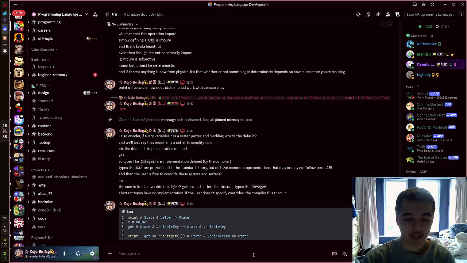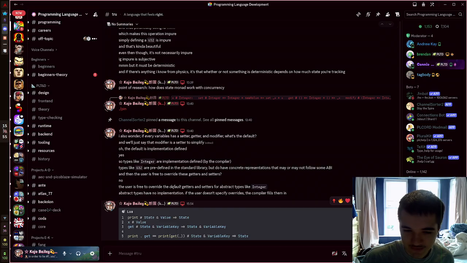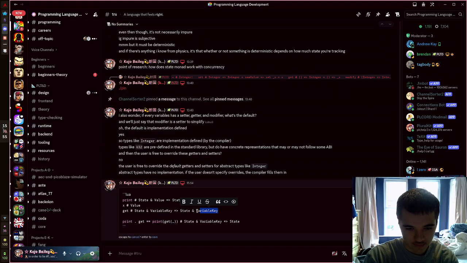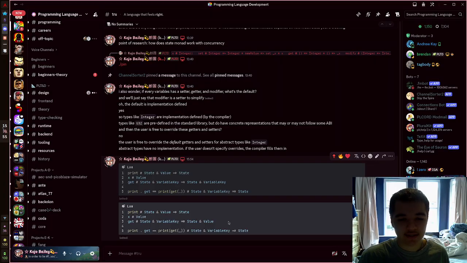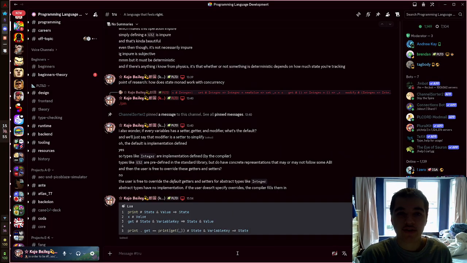I can compose this now. I'm first calling get, then I'm passing the result of get into print, and it works because get takes a state and variable key and returns a state and value. If we just ignore state here, it takes a variable key, x for instance, and returns a value. If x is 3, then it returns 3. But then just add state there, so it takes a state and variable key and returns a state and value. Print takes a state and value, so we take the output of get and pass it as input into print. That state and value gets passed into print, which prints it and then returns state, the new state of the program.